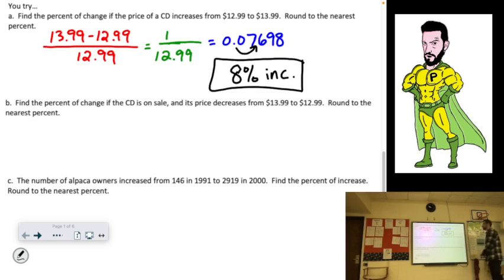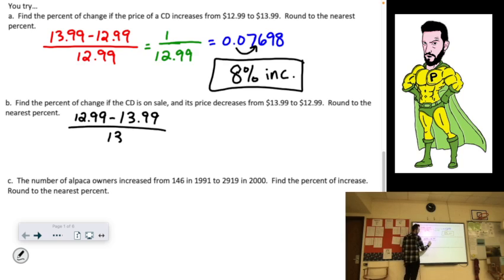Find the percent of change if the CD is on sale and its price decreases from $13.99 to $12.99. Now you would think it just was an 8% increase. So wouldn't you think this is just going to be an 8% decrease since it's backwards? I don't know. Let's see. So now it's going from 13 to 12. So the new price is $12.99. Old price now is $13.99 over old. Now that's why it won't be the same.